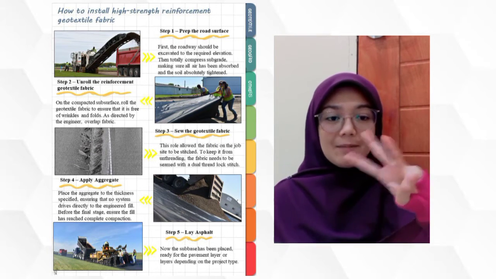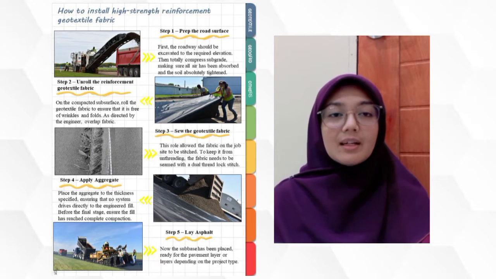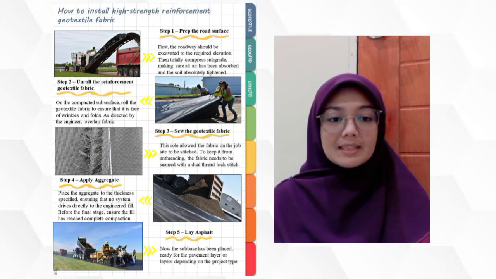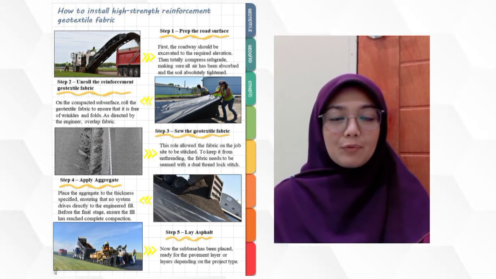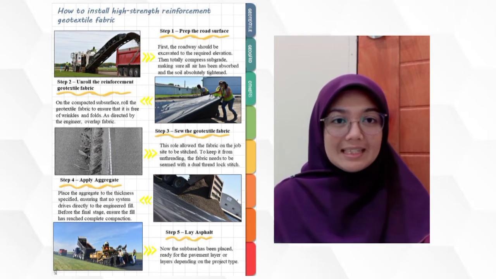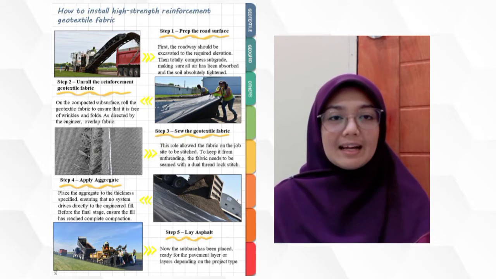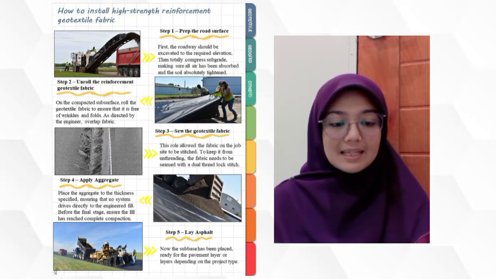Step 3. Sew the geotextile fabric. This allows the fabric on the job site to be stitched. To keep it from unraveling, the fabric needs to be sewn with a dual 3-block stitch. Step 4. Apply aggregate. Place the aggregate to the thickness specified, ensuring that no vehicle drives directly on the fabric, as directed by the engineer. Before the final stage, ensure the field has reached complete compaction. Last but not least, step 5. Lay asphalt. Now the subbase has been placed, ready for the pavement layer or layers depending on the project type.